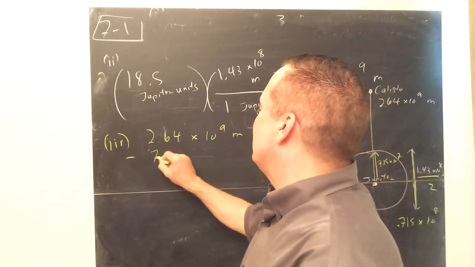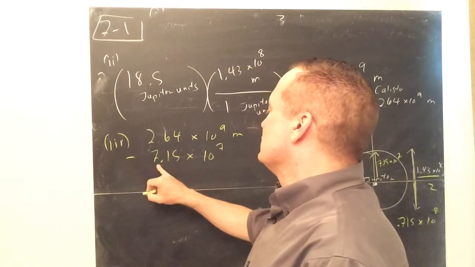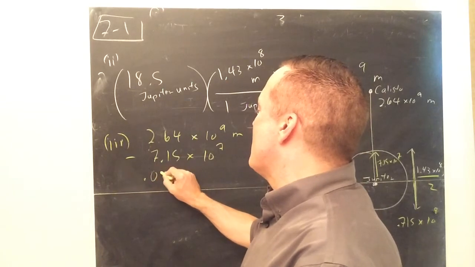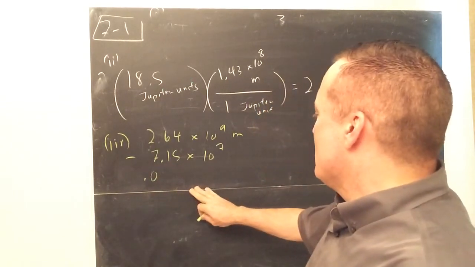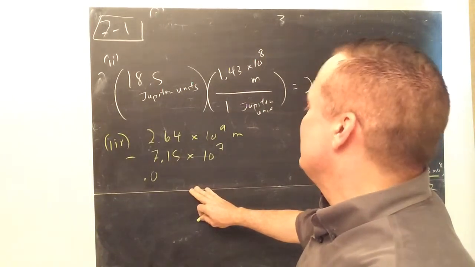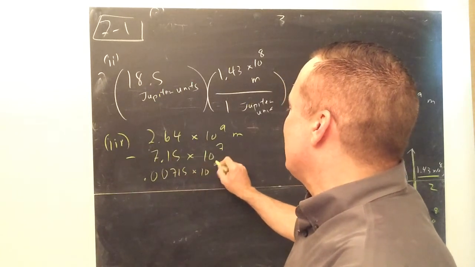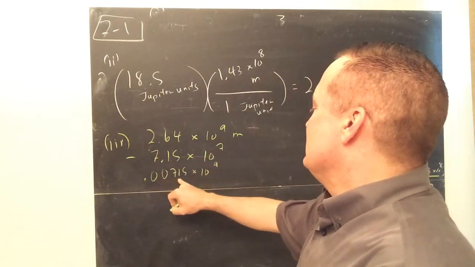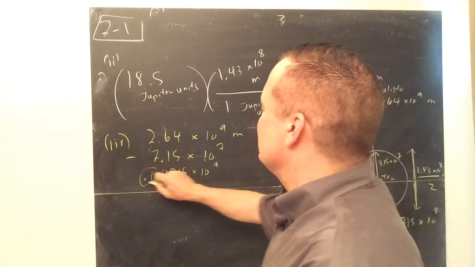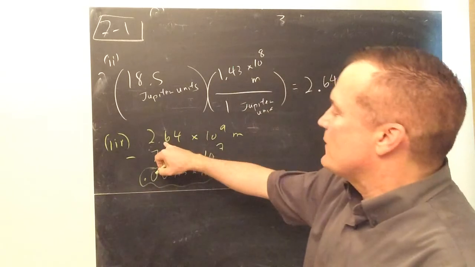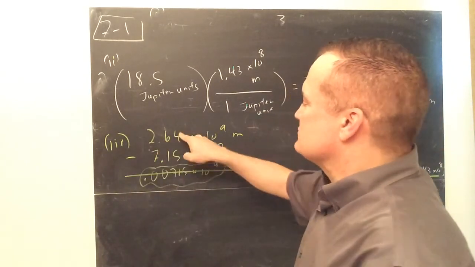I'll show you what you can do if you want to be really good with your sig figs, but you don't have to. You can rewrite this as 0.00715 times 10 to the 9th, which will be the same as that number. You don't have to do this if you don't want to, because then you take 2.64 minus 0.00715 to get your sig figs right. But don't even worry about that. Just subtract that from that.